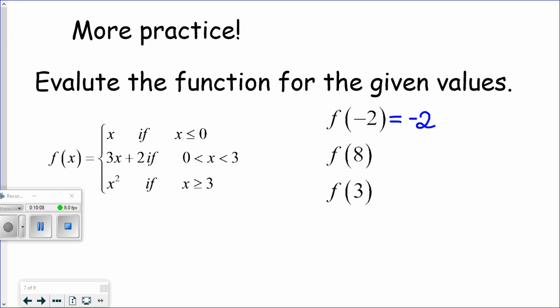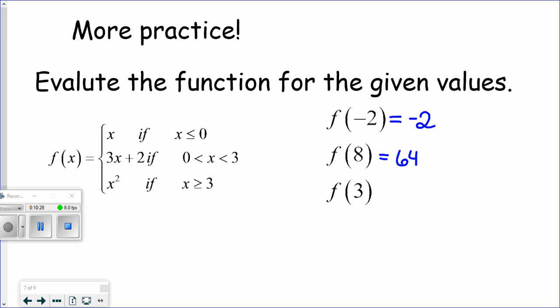Okay, next one, let's go Cole Gideon. F of 8, did you pick first, second, or third equation? Third equation. Lily, what do you get? 64, agreed.